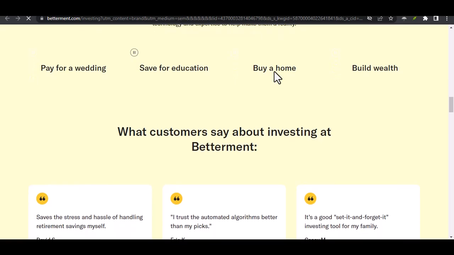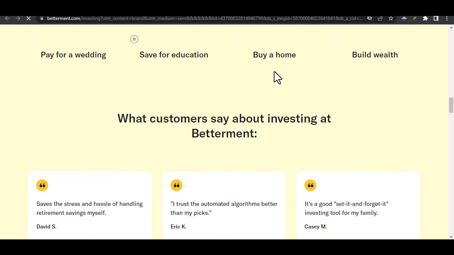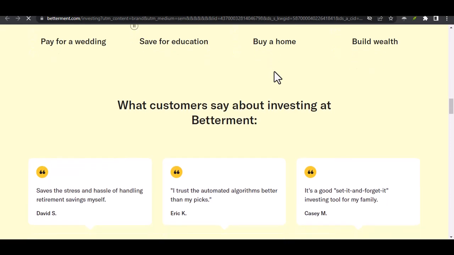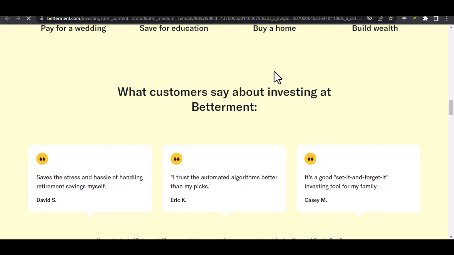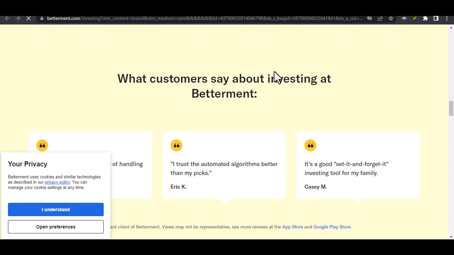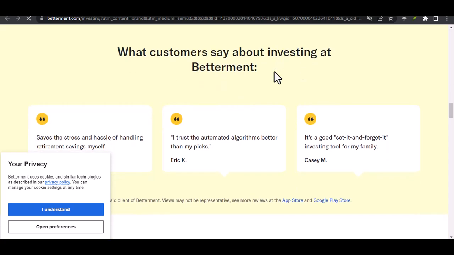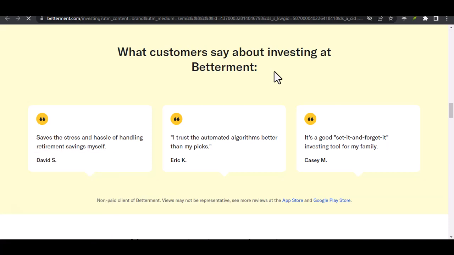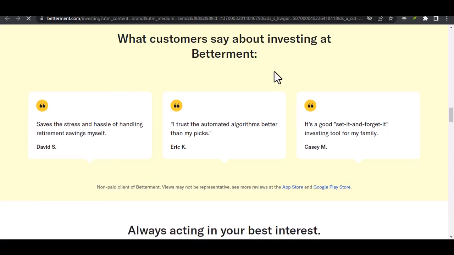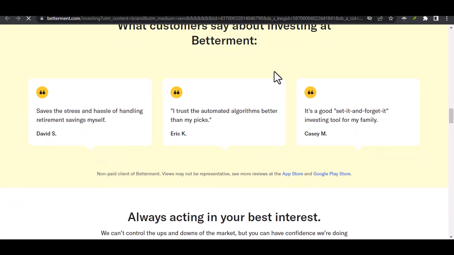FDIC Insurance, your safety net. The FDIC, Federal Deposit Insurance Corporation, is a government agency that protects your money in case the bank fails. In most cases, your deposits are insured for up to $250,000. This is crucial because it ensures your cash is safe, even if something goes wrong with Betterment itself.